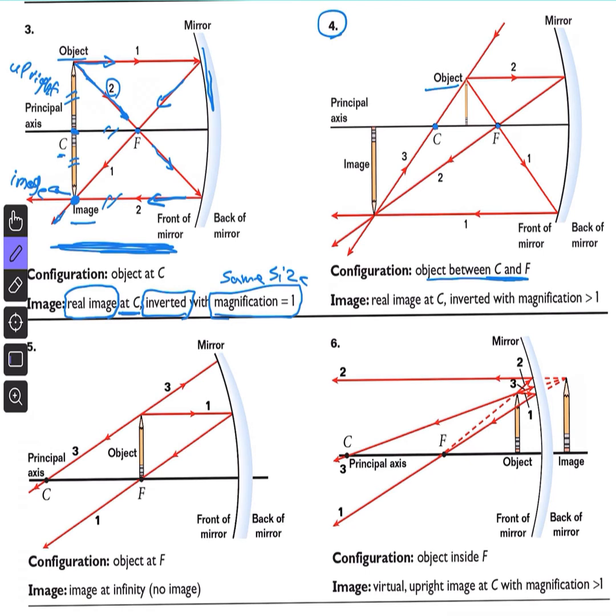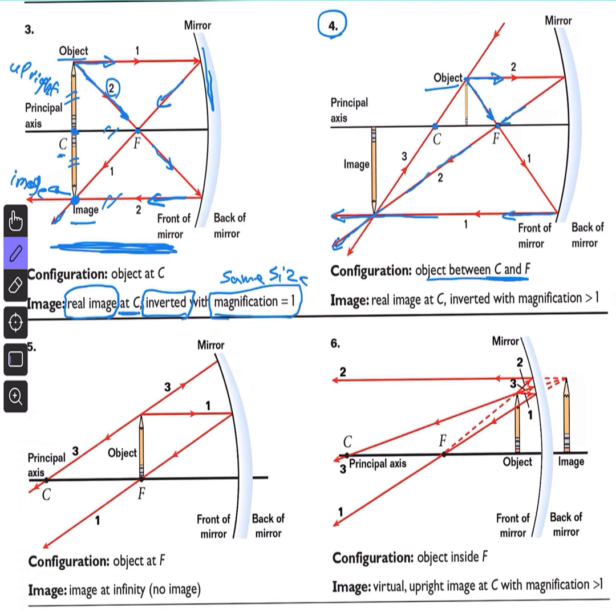Let's see. If you remember what we said, when you have the object and you send one ray parallel to the mirror, it must reflect back through the focal. Now it's reflected back through the focal and it goes away. Okay, that's the first one. Second one, what we said, when you send the light through the focal, it must reflect back as a straight line.